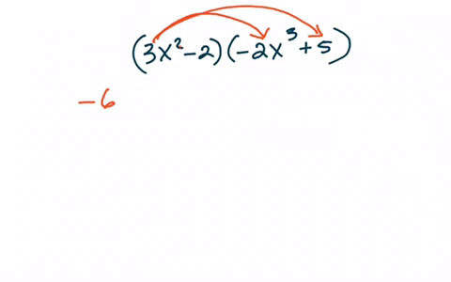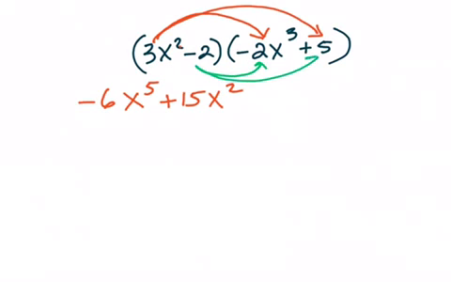x squared times x to the third. Remember, we add the exponents when we multiply. x to the fifth. Now 3x squared times 5. 3 times 5 is positive 15. x squared times nothing is just x squared. So far, so good. All right, now we're going to multiply the second term times both of these guys. Negative 2 times negative 2x to the third is positive 4x to the third. And then negative 2 times 5 is negative 10.